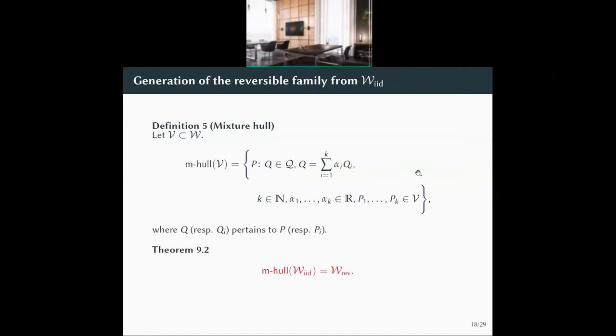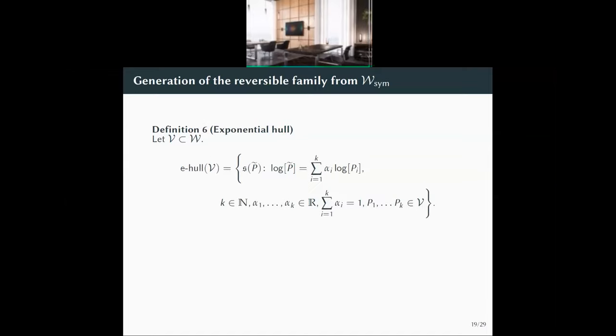And it turns out that if you're doing this with an M family, you recover the same M family. But if you're doing this, for example, with IID kernels, which we said are not an M family, but just an E family, you're taking the M hull of it, you recover the set of all reversible kernels.